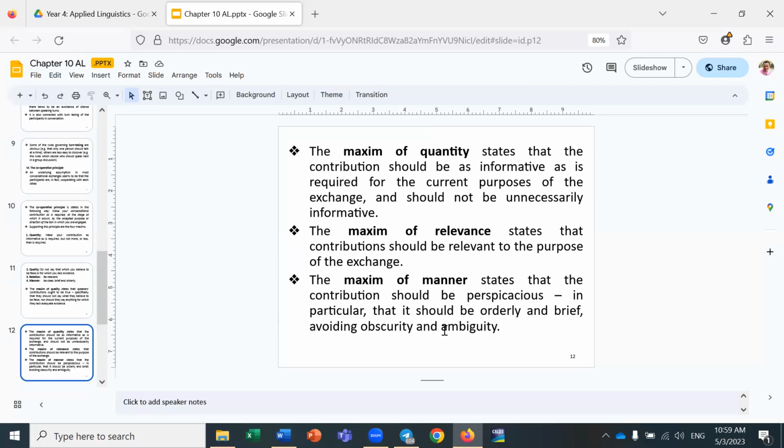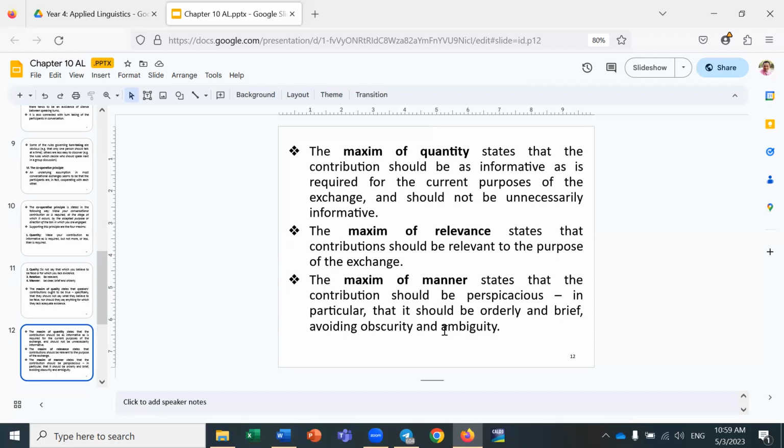The third one is the maxim of relevance. You should say something which is related to the topic of your speech. If you write, you should write something which is relevant to the topic of your writing.